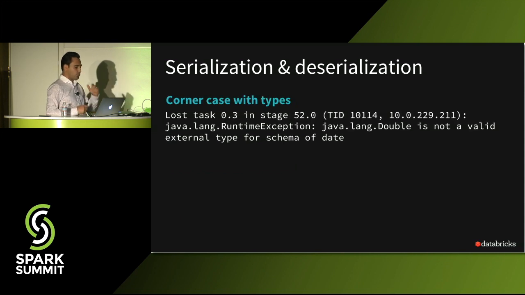Another example is the corner case with types. Sometimes the R process serializes something and sends it over to the JVM. Inside the JVM, when it tries to deserialize it, it runs into a problem casting types. And here is an example. It's trying to cast double when it's constructing a row to a date type.